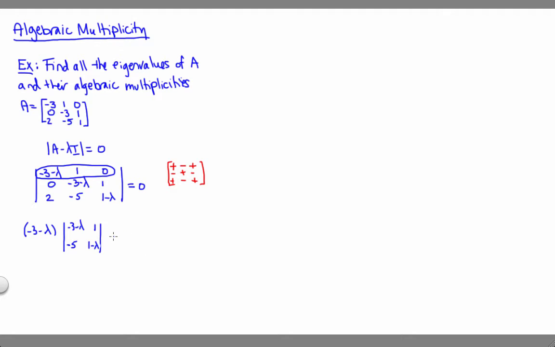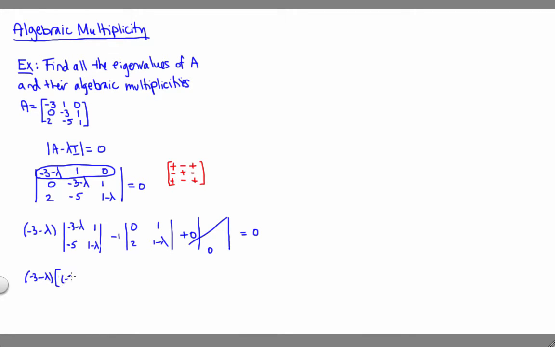Then moving to the second entry in the cofactor expansion, that 1 gets a sign change, so it's negative 1 times the following 2 by 2 determinant. Then our final entry would look like plus 0 times the appropriate 2 by 2 determinant, and that's going to work out to 0. So we don't even need that term in our expression. So we've got minus 3 minus lambda times the following 2 by 2 determinant.